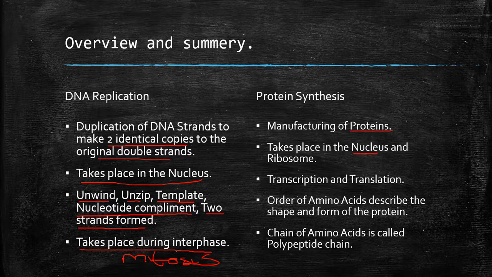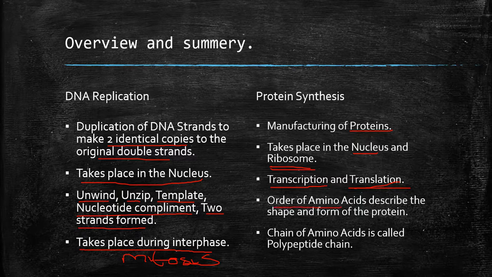Protein synthesis is the manufacturing of proteins. It takes place in the nucleus and at the ribosome, and the two steps were transcription and translation. Transcription is basically the unwinding, unzipping, and the formation of the mRNA strand. Then the mRNA strand has to leave the nucleus through the nuclear pore and attach to the ribosome. Translation is where we had the tRNA strands bringing the amino acids to the mRNA strand, where there are codons and anticodons.